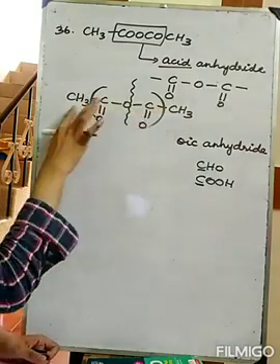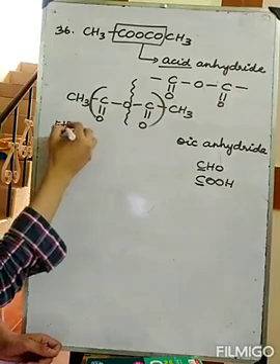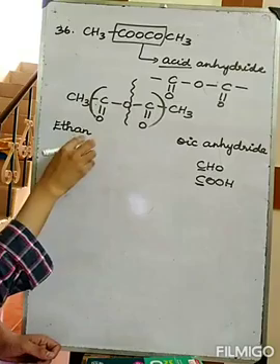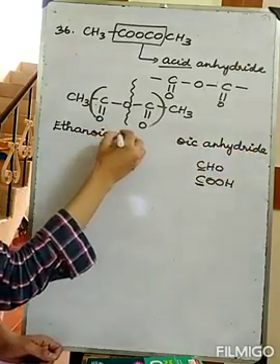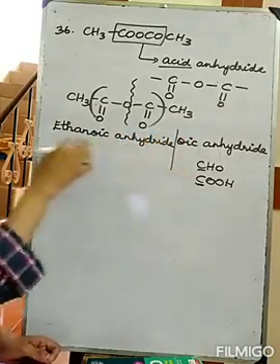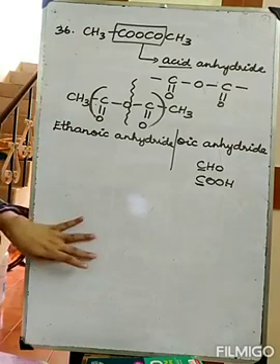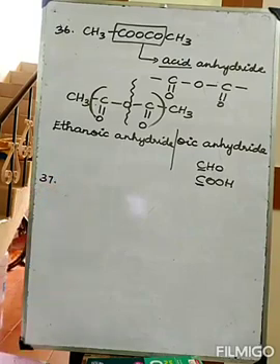Remaining how many carbons are there? 2 carbons. So 2 carbons means it is E. Single bond means A. Instead of this E, you write the suffix. Ethanoic anhydride. What is the name of this compound? Ethanoic anhydride. But this, mostly they will not ask in the exam. Okay. So next, 37.